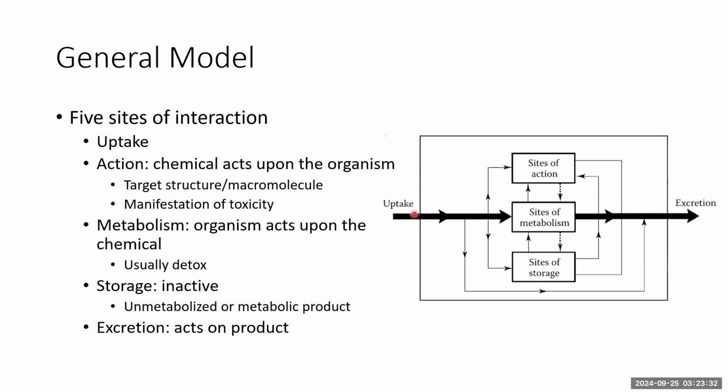So once again, you have to ingest the organism and then ingest the toxin into the organism. Once we're in the organism, these 3 sites of interaction here, they're not sequential. And so you'll notice that those arrows are really going all over the place. There's no one way to go on this path. But the end is always excretion.